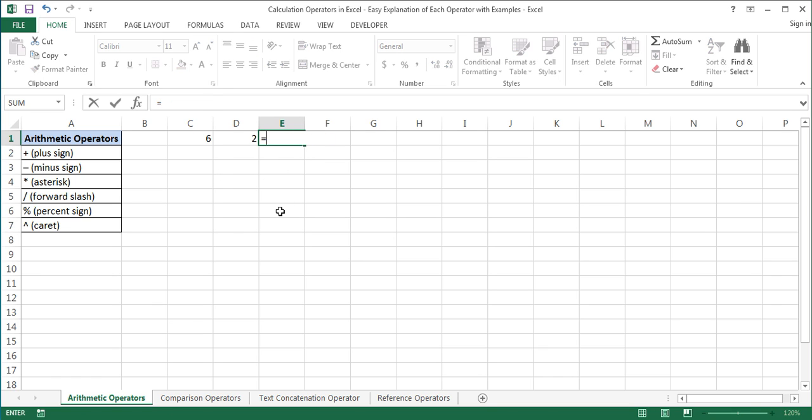Another formula, equal sign and opening parenthesis, C1 plus D1 plus 26, a closing parenthesis, raised to the power of 2. And the result is 1156.